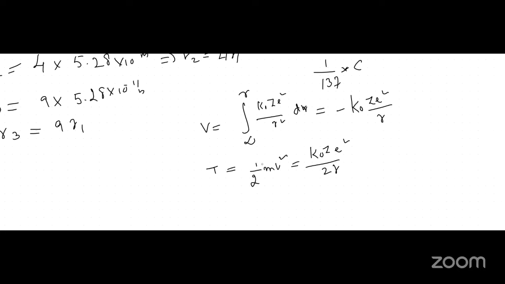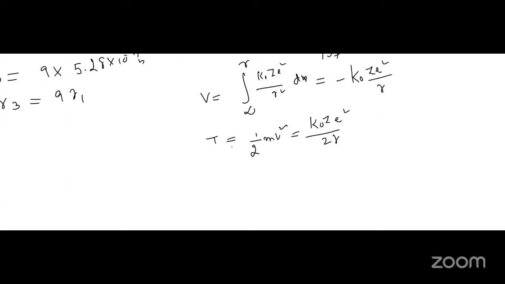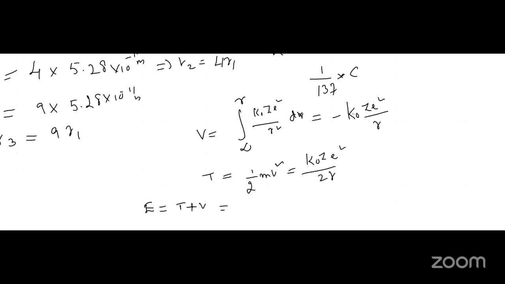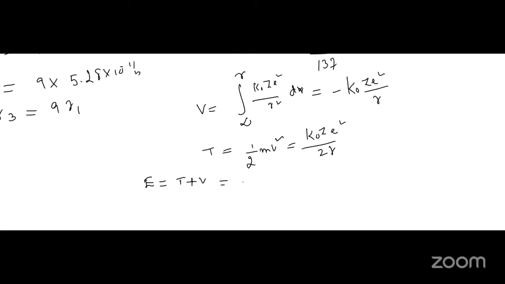Now, if you want to calculate the total energy, the total energy is nothing but the combination of the kinetic energy and the potential energy. E equals T plus V. If you add these two, here we have k naught Z e square by r with a minus sign, and here k naught Z e square by 2r with a plus sign. We get minus k naught Z e square by 2r, which equals minus T.